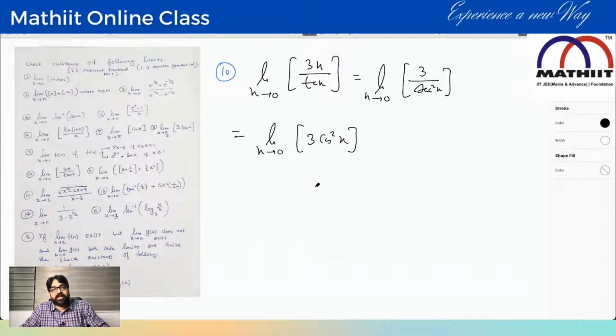Now it has become very simple. Yes or no? Very, very simple. By left hand limit, h approaches 0, greatest integer of 3 cos square of (0 minus h).